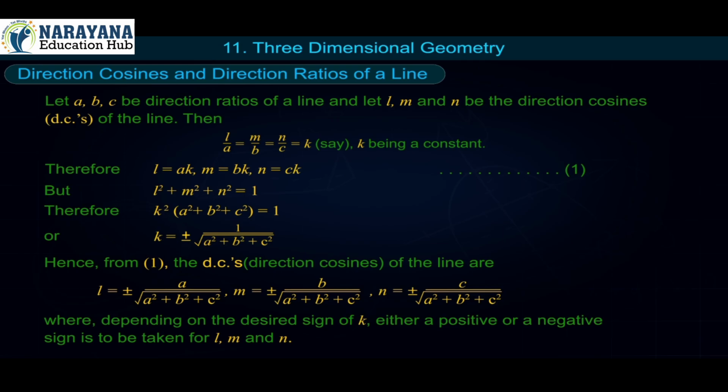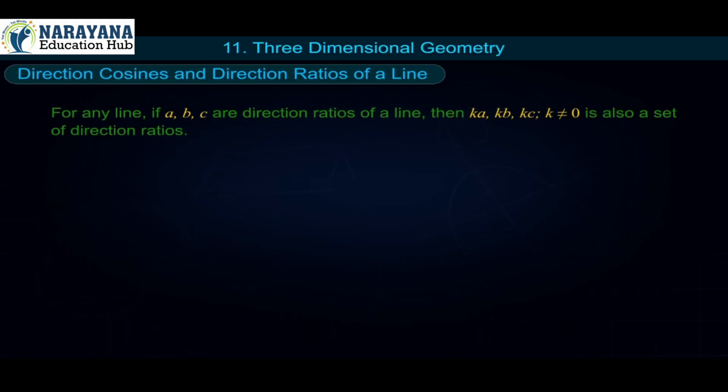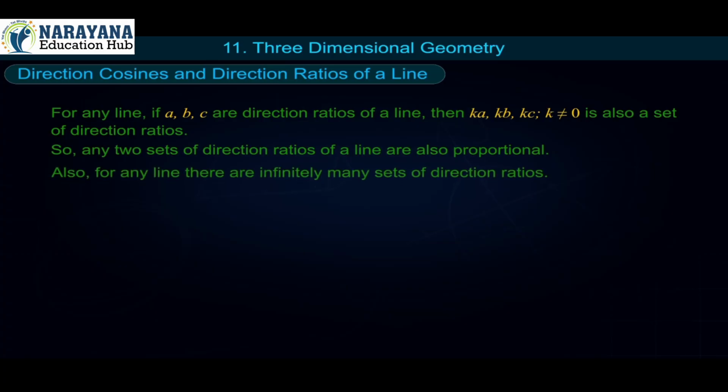l, m and n. For any line, if a, b, c are direction ratios of a line, then ka, kb, kc, where k is not equal to 0, is also a set of direction ratios. So, any two sets of direction ratios of a line are proportional. Also, for any line, there are infinitely many sets of direction ratios.